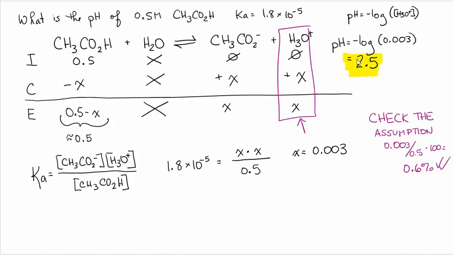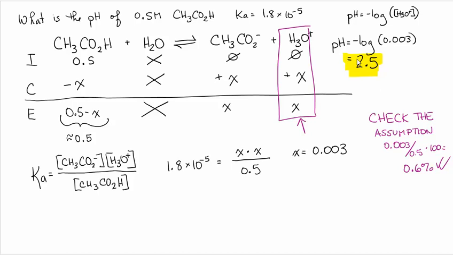Now, I really want to point something out here. This is acidic. 2.5 is still pretty acidic, right? A pH of 0 to 6.99 is an acid. So even though I'm saying that acetic acid is a weak acid, and that it only ionizes with an equilibrium constant of 1.8 times 10 to the minus fifth, that doesn't change the fact that it is an acid.